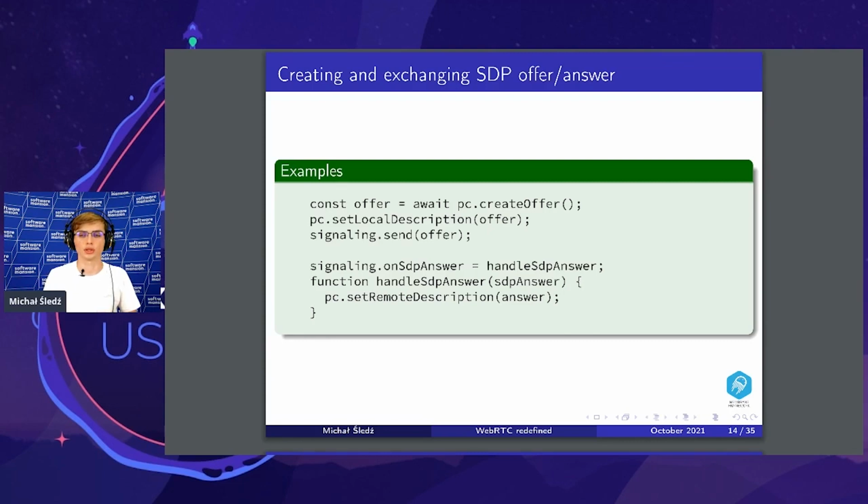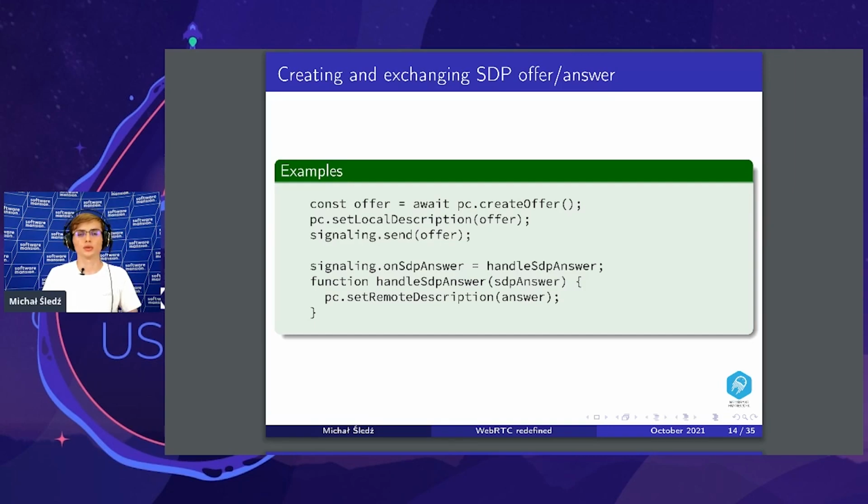So we have to tell our peer what we want to do, how many tracks we want to send, etc. So we basically create an SDP offer by calling create offer on peer connection. Next, we have to call set local description with this offer, and we have to send this offer through the signaling. We have to also be prepared for receiving an SDP answer from our peer. So whenever we receive an SDP answer, we set this on our peer connection.